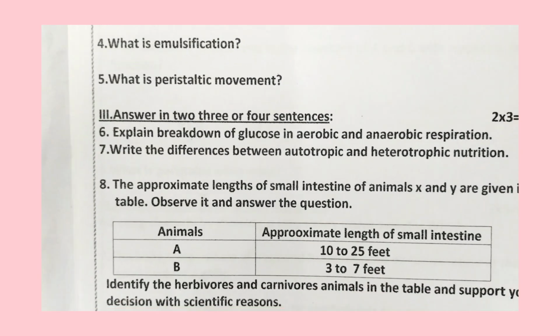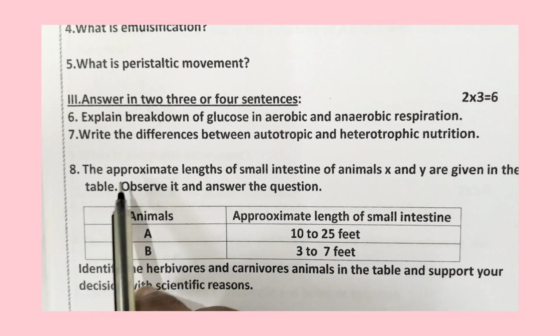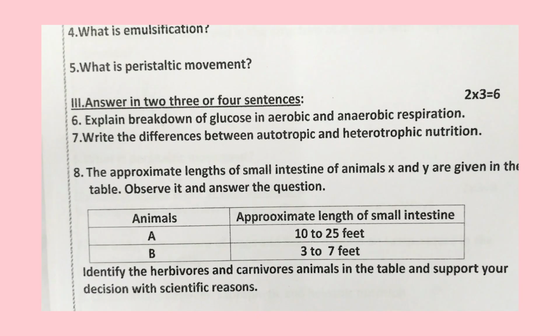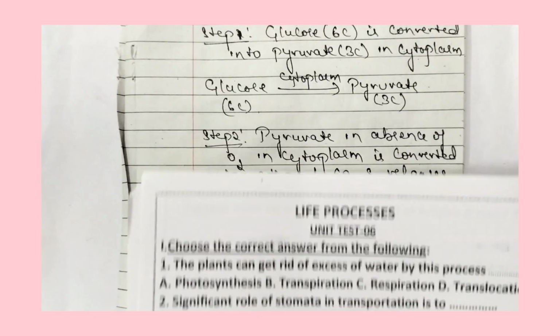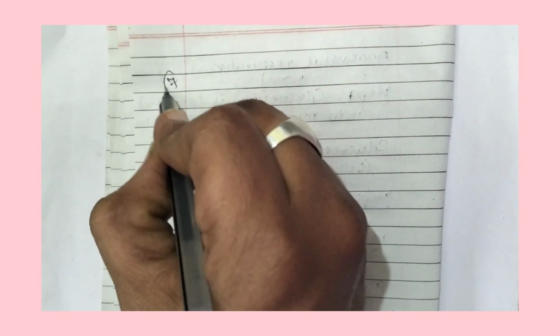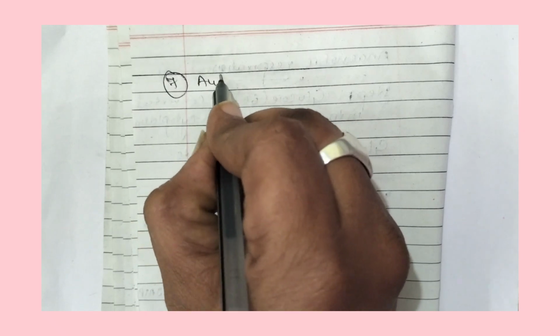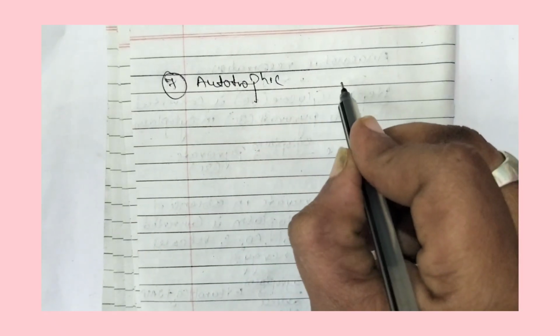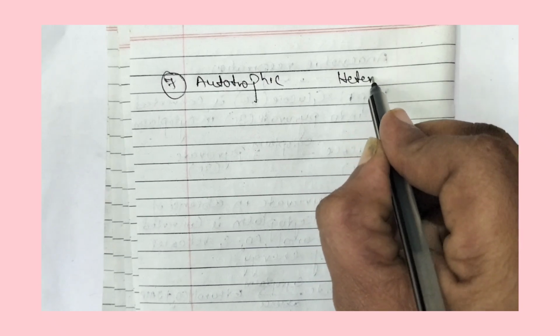Now let us move to question number 7. Write the differences between autotrophic and heterotrophic nutrition. Let us differentiate between autotrophic and heterotrophic. For the 7th question, one side autotrophic, then another side heterotrophic.